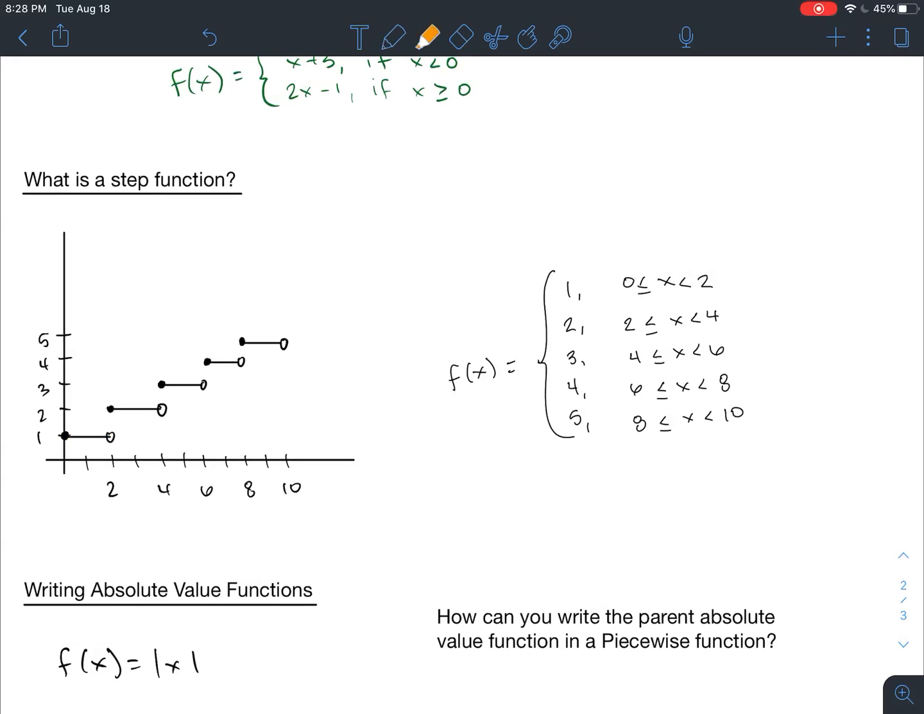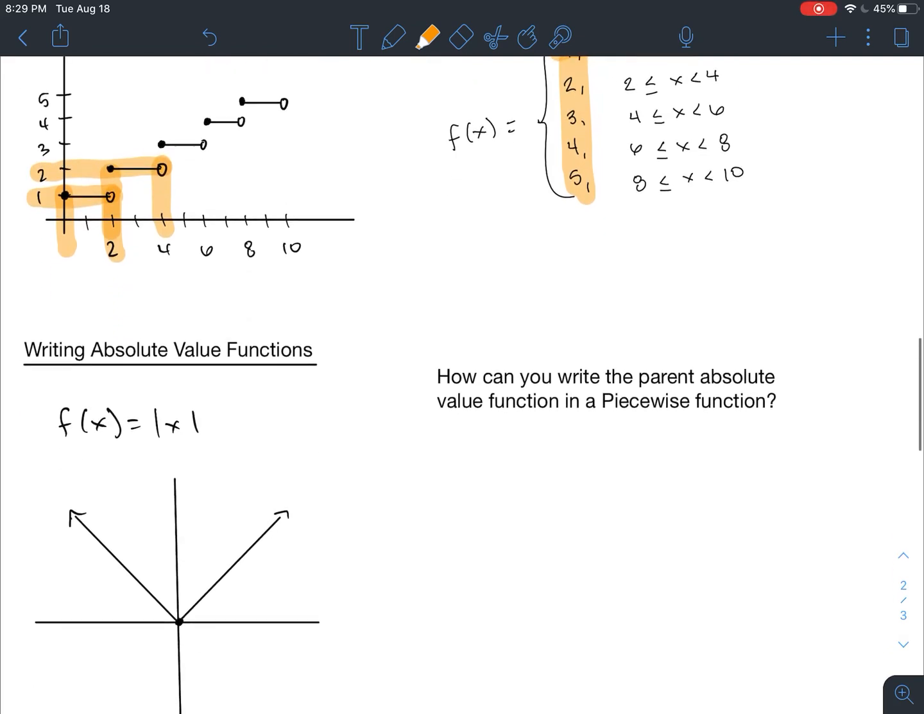For this part right here, f of x is equal to 1 for values between 0 and 2. And then it jumps a step and it goes to y equals 2, from 2 to 4, and so on and so forth. So that's what a step function looks like. It's just a lot of little pieces of functions, but you can tell that these are constants, so there are no variables in them. They're just flat horizontal lines. But again, we're not going to really look too much into what step functions are.